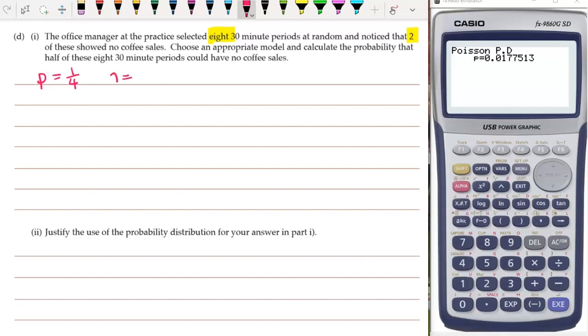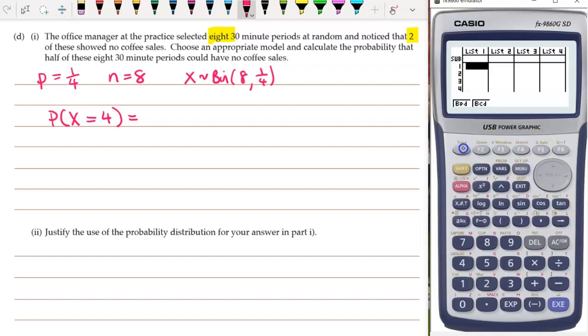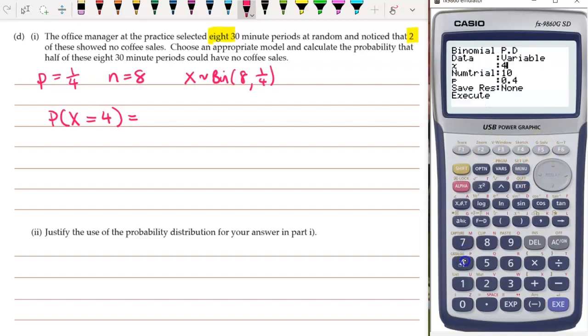We've got n is equal to 8, and x is following a binomial distribution with 8 trials and probability of success a quarter, where we're looking at success being that there were no coffee sales. So if that's true, in those 8, what's the probability that we get exactly half of them, so 4 of these times where there were no coffee sales? So we're using binomial distribution here, statistics menu, distributions, binomial. We want exactly equal to 4. We've got x is equal to 4, number of trials is 8, and the probability of no coffee sales was a quarter. So this gives us a chance of that happening as being 0.0865.